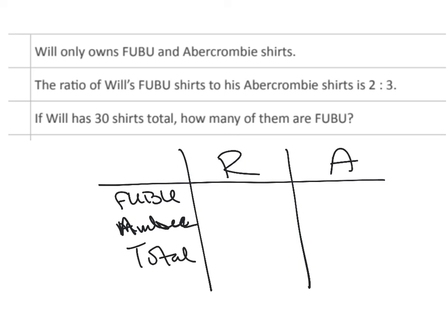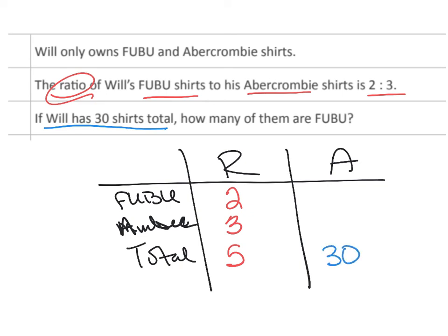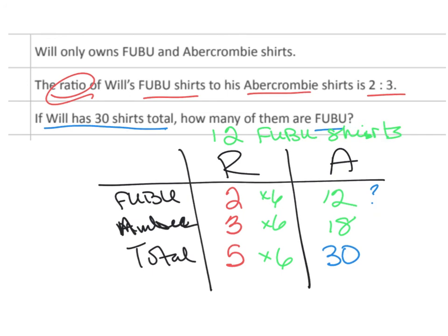The ratio of Will's FUBU shirts to Abercrombie shirts is 2 to 3, which gives us a total of 5. If Will has 30 shirts total, so 30 goes down here, how many of them are FUBU? This is the one that we're looking for. Let's do the math. 5 times 6 is 30. So we multiply the rest of these by 6. We get 12. We get 18. He has 12 FUBU shirts.